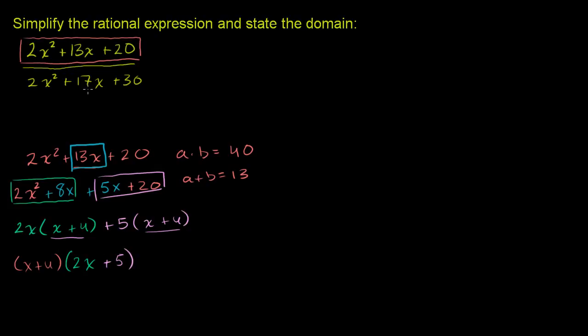Now let's do the same thing with the denominator expression. I'll do that in a different color. I don't want to run out of color. So the denominator right over here, let's do the same exercise with it. So we have 2x squared plus 17x plus 30. Let's look for an a and a b. When I multiply them, I get 2 times 30, which is 60. And when I add them, I get 17. And once again, let's see, 5 and 12 seem to work.